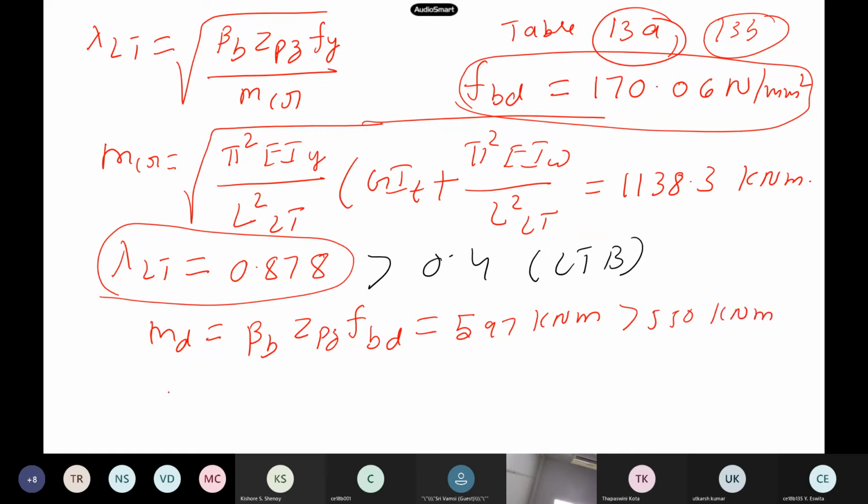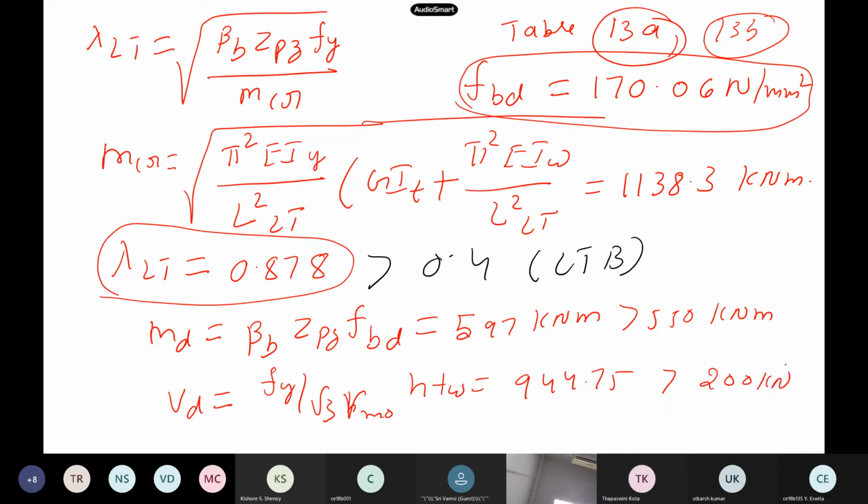Now the design shear strength you have to calculate. Fy by root 3, H times TW by gamma m naught. These are all straightforward. 944.75, and the maximum shear force is 200 kilonewtons. Then you can also find out the web buckling, high shear, low shear, and all those things you have to do also. Now here also the question comes whether you have to check web buckling or you don't need to check.